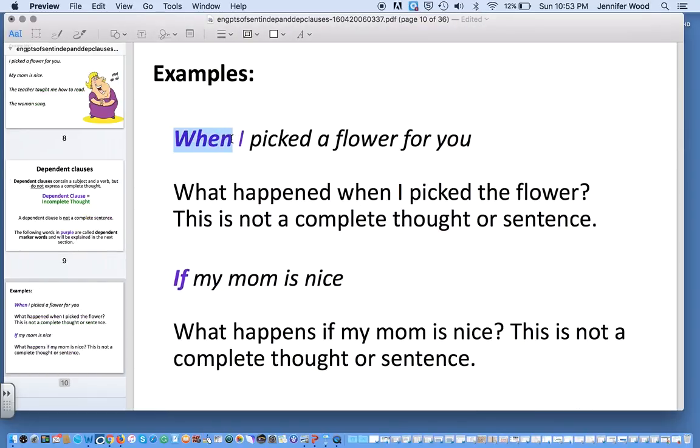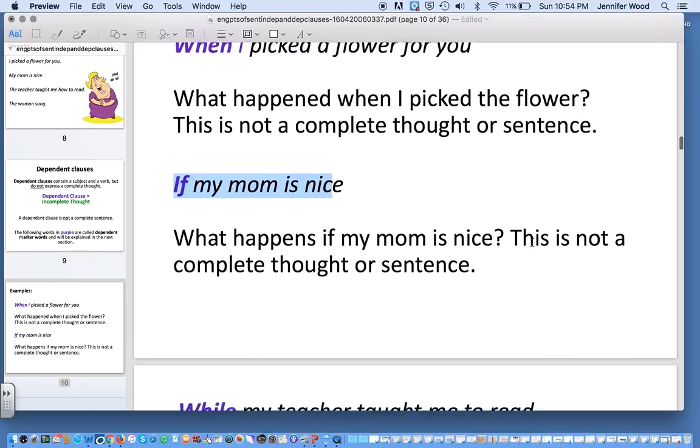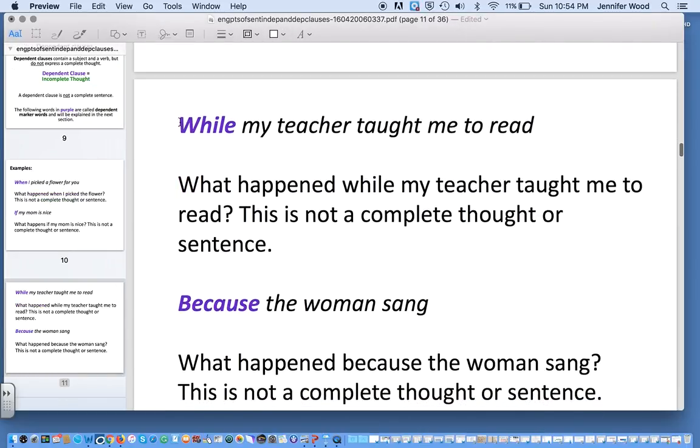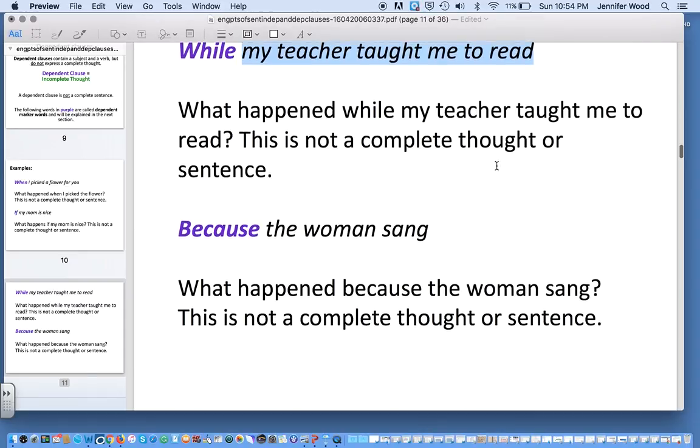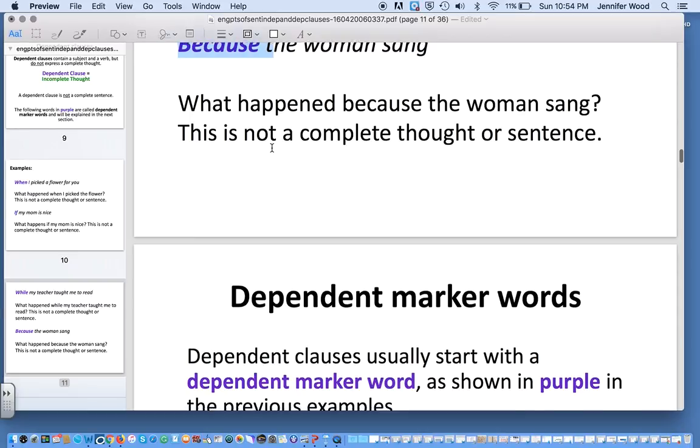Okay, so when I picked a flower for you, you're left hanging. So what happened when I picked the flower? If my mom is nice, okay, what happens if she's nice? While my teacher taught me to read. So all of these things leave the reader wondering what you're talking about, what happened. There's just not enough info. Because the woman sang, what happened because she sang?